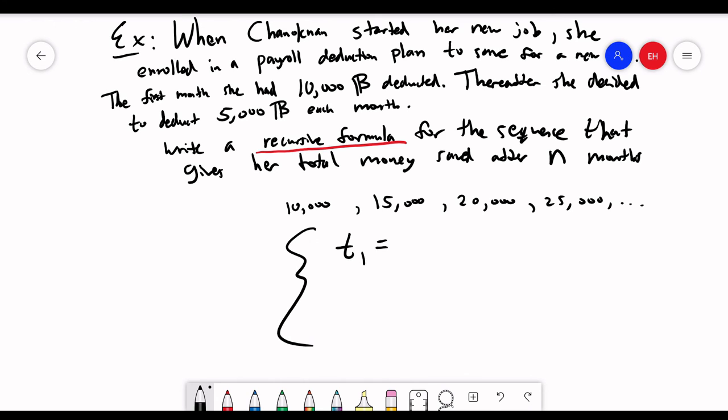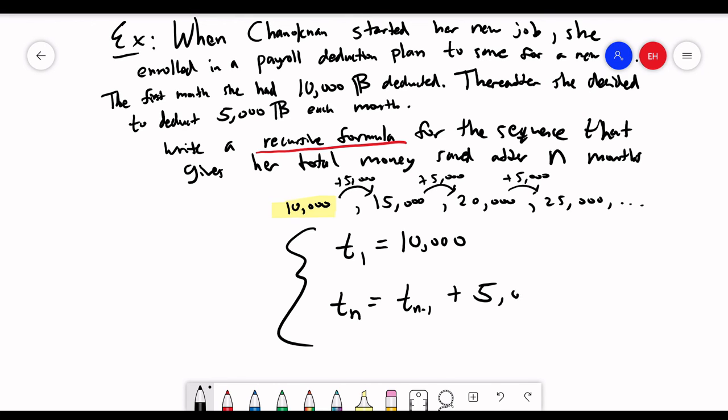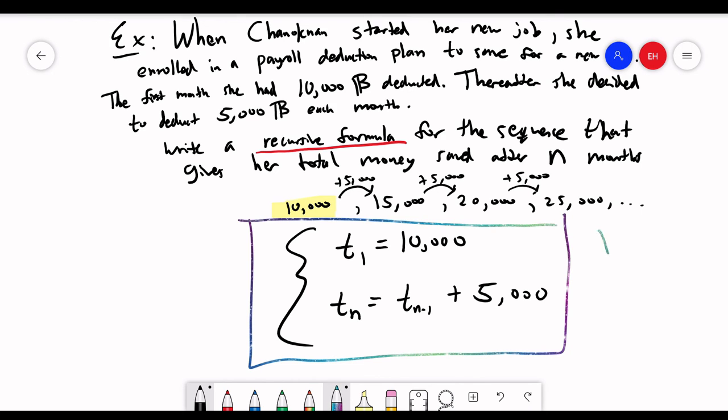We need 2 things for the recursive formula. The first thing is always going to be, we got to give the first step. So that's fine. We just find the first step. It's 10,000. So we just say T1 equals 10,000. Good. Then we have to say how to get to the next step from the previous step. So it's always going to be Tn equals something with Tn minus 1 in it, right? Well, in this case, we see the pattern is you just add 5,000 to the previous step to get to the next step. So how do we write it? Tn minus 1, which is the previous step, plus 5,000.